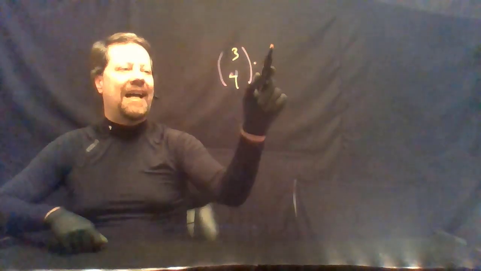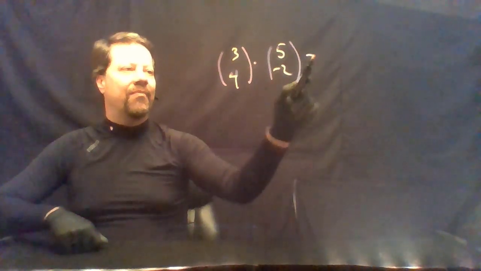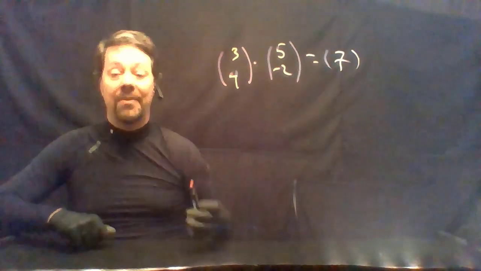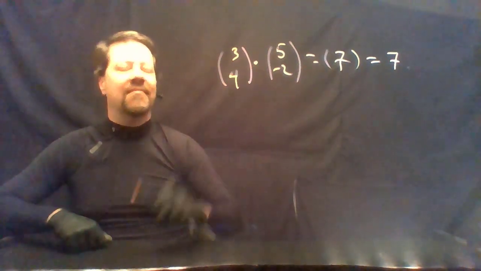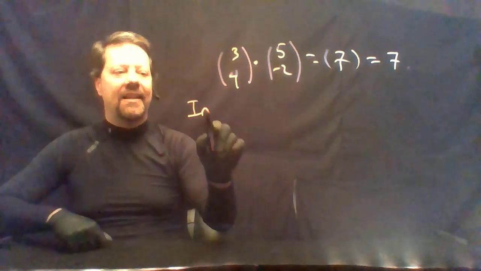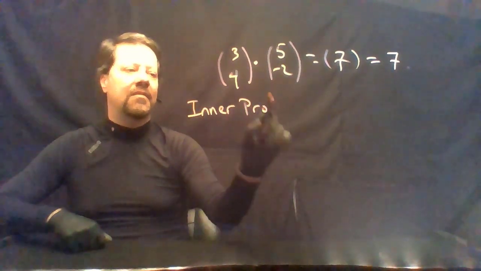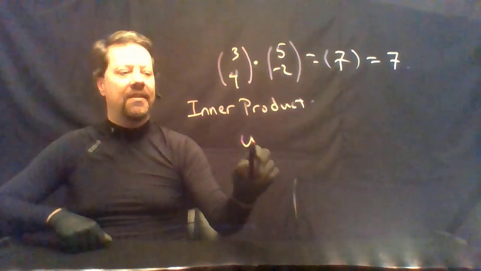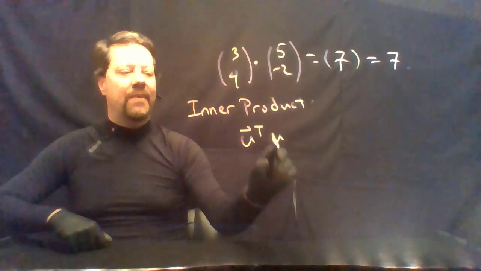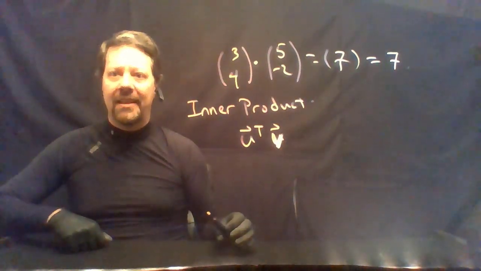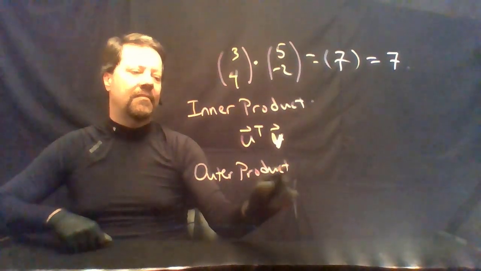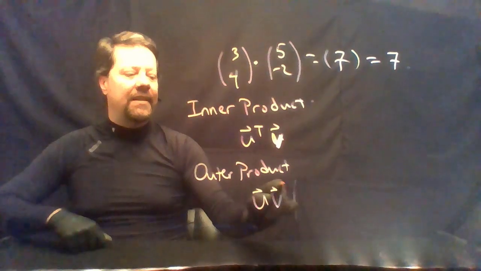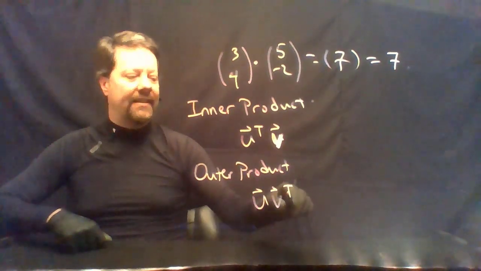So note that 3, 4 dot 5, negative 2 was 15 minus 8, which was equivalent to the 1 by 1 matrix 7. We'll sometimes just write that as 7. This is sometimes referred to as an inner product because the transpose was between the vectors u and v. There is something called the outer product, and in that case it's u v with the transpose outwards, like this.